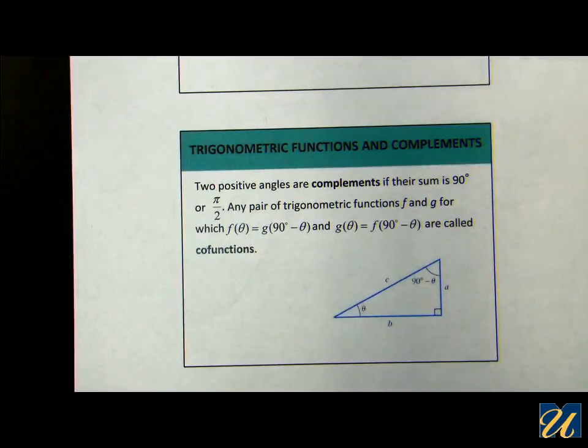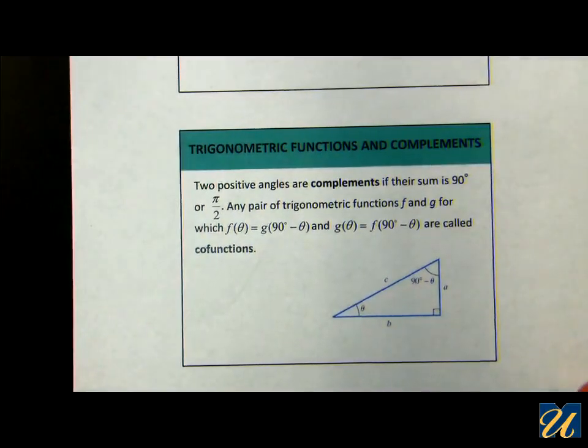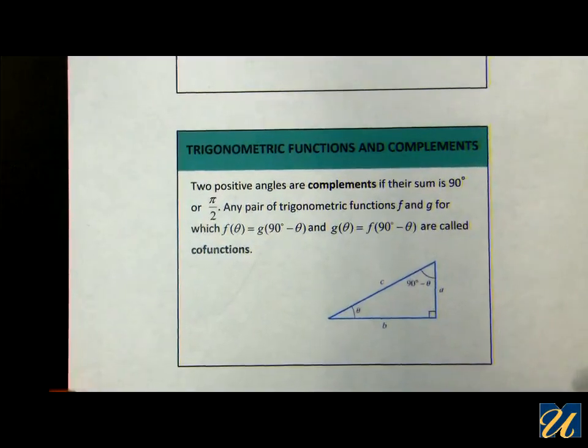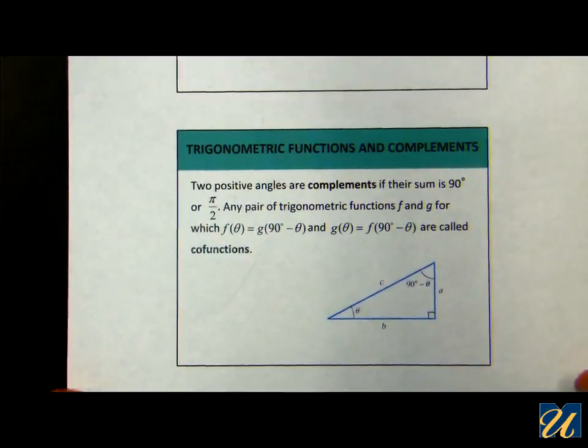Complements. Trig functions and their relationships to complements. Two positive angles are called complements if their sum is 90. So 80 and 10, or 75 and 15, are complement angles.